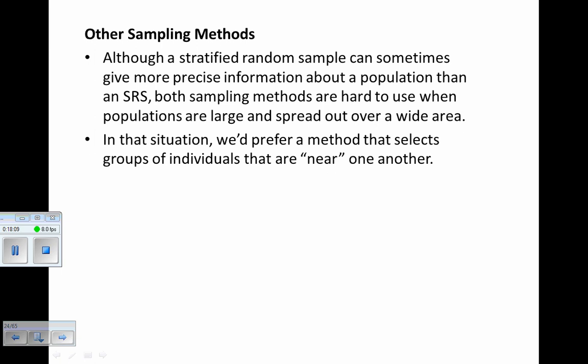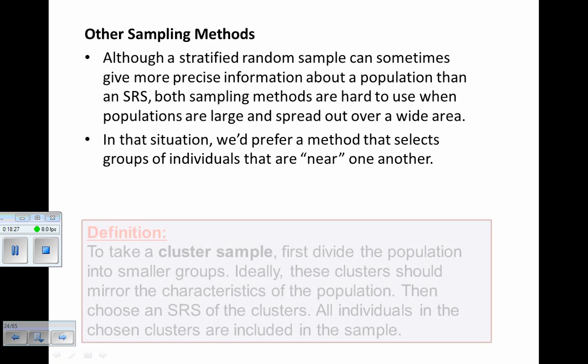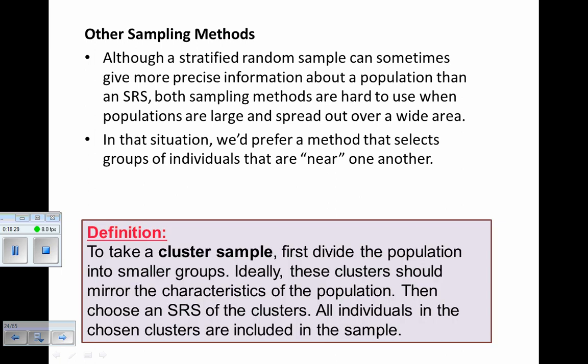Okay, so although stratified random sampling can sometimes give more precise information than a simple random sample, both sampling methods are hard to use when populations are large and spread out over a wide area. So in that situation, we want a method for individuals that are near each other. So we can use a cluster sample.